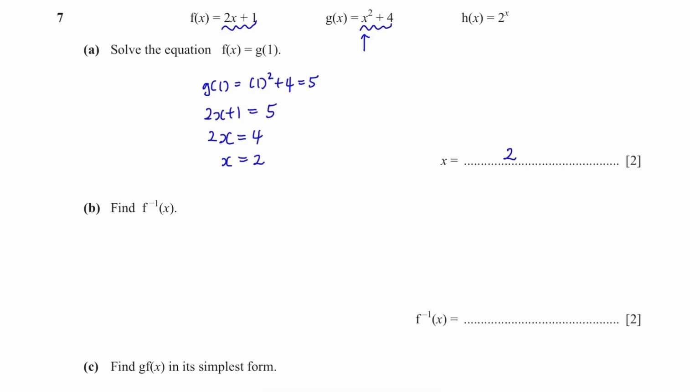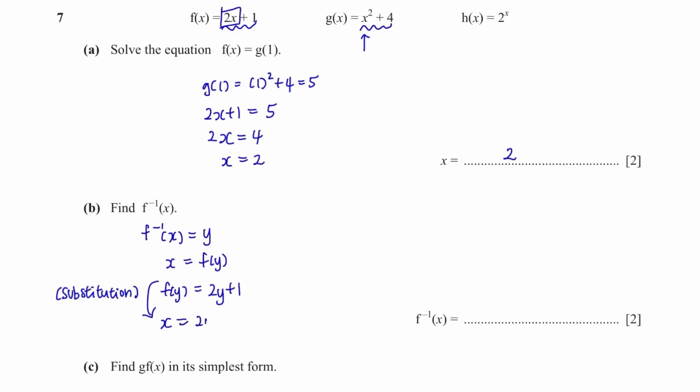Part B. Find f inverse of x. To find the inverse, make this equation equal to y. Move this f inverse to the right side so it becomes f(y). Now substitute y into f(x). Then find y in terms of x. 2y equals x minus 1, y equals (x minus 1) over 2. Since we said f inverse x equals y in the beginning, this equation of y stands for f inverse of x.